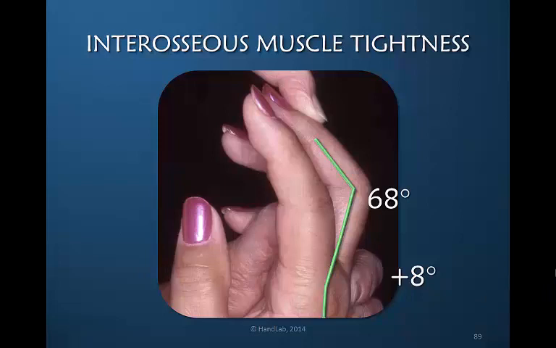Reduced passive PIP joint flexion when the metacarpal phalangeal joint is extended versus flexed is a positive finding for interosseous muscle tightness. Interosseous muscle tightness is often called intrinsic tightness, which actually is an inaccurate term because both intrinsic muscle groups in the hand are not involved, and therefore interosseous muscle tightness is a much more specific term.